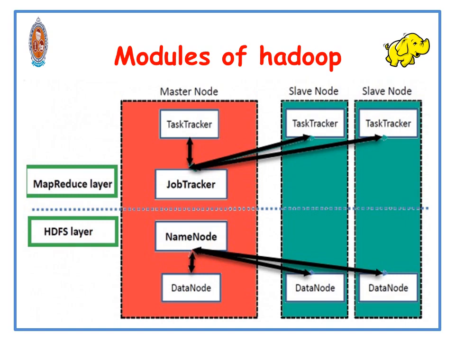The mapper task takes the input and converts it into a dataset which can compute key-value pairs. The output of the mapper task is consumed by the reducer task. Then the reducer task output is the desired result. In order to store and process the data, Hadoop has some building blocks. These are also shown in the figure. These building blocks are known as daemons of Hadoop or services in Hadoop.